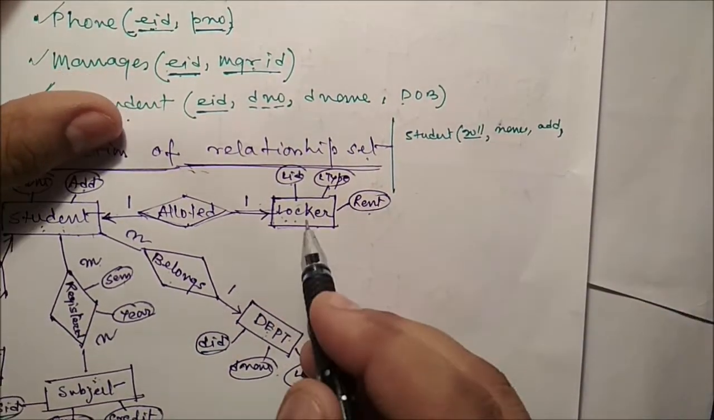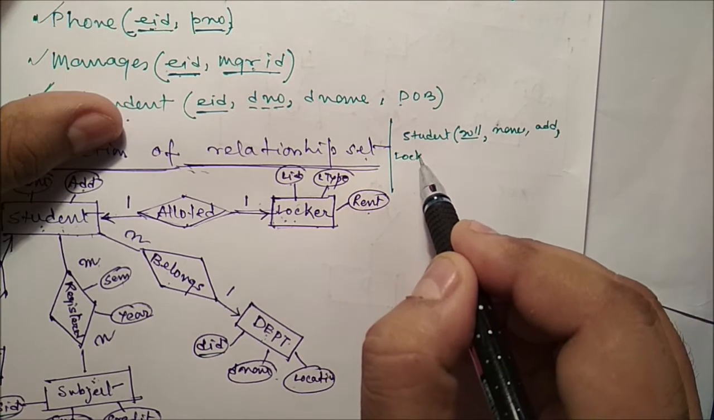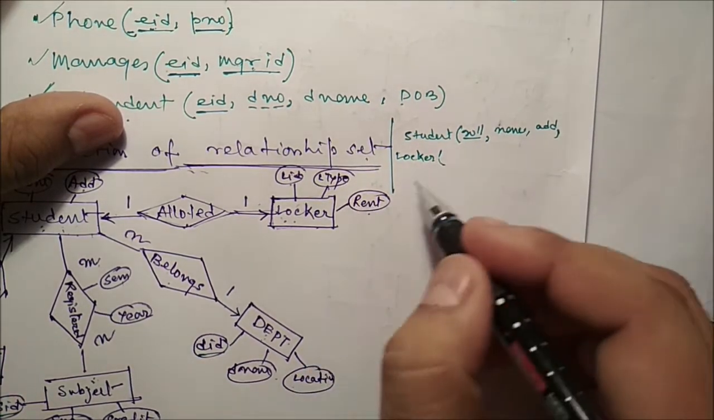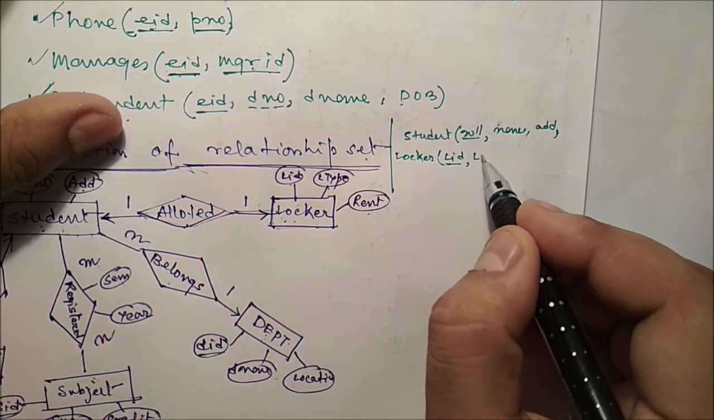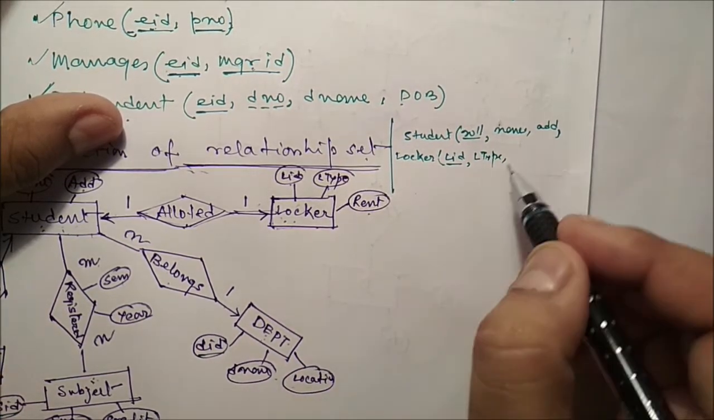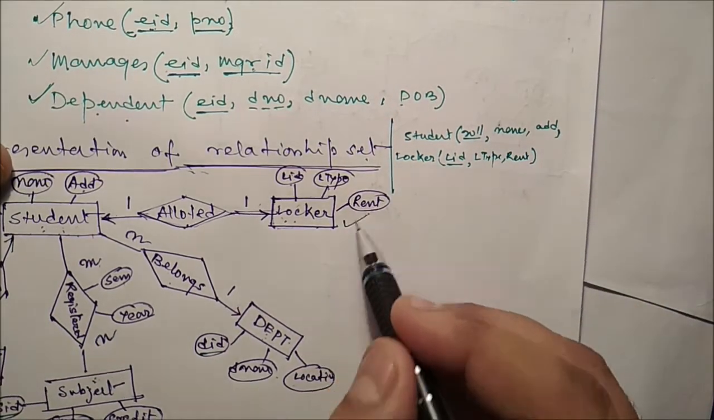Next is what? It is locker. So locker is another strong entity. For locker we need what? It is locker ID. It is a primary key. Okay, locker type, and the rent. Okay, so it is over.